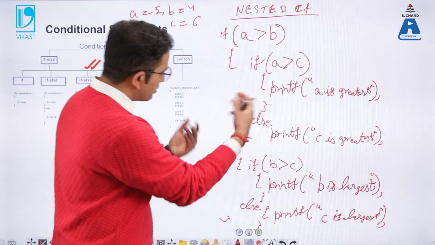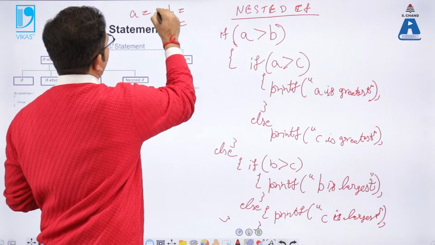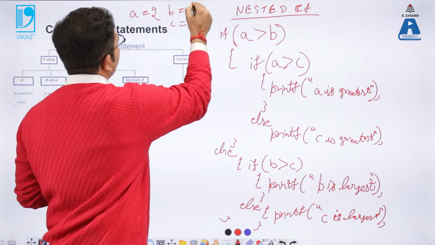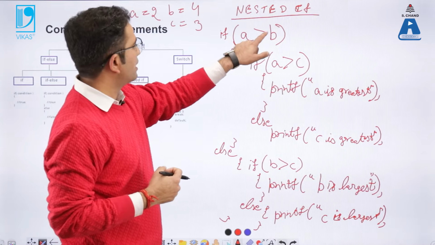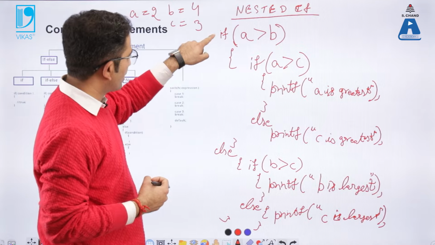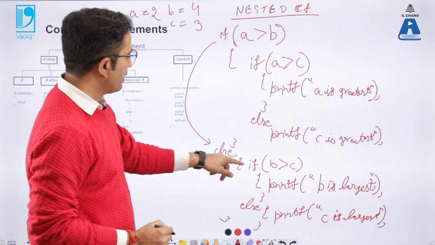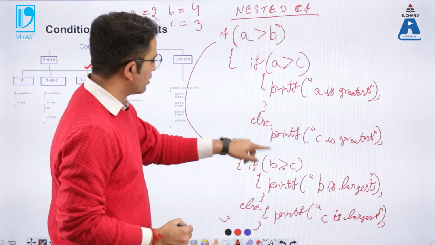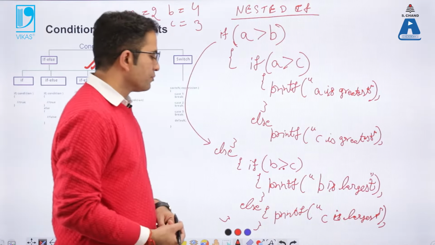Let's understand this again with different values. Let a be 2, b is 4 and c is 3. Is a greater than b, that means 2 greater than 4? This condition is false, so my control moves directly to the else part. Here we check whether 4 is greater than c. Yes, 4 is greater than 3, the condition is true, so it will go inside and print that b is largest.